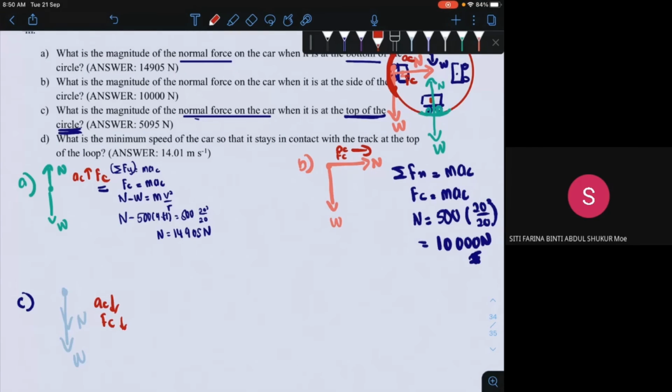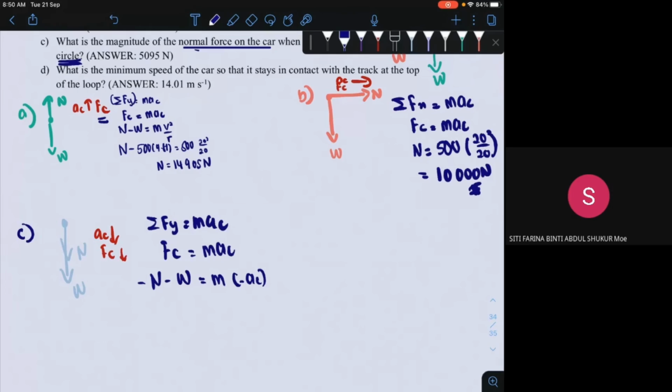At this particular point, kamu mempunyai acceleration along Y component. So summation Fy sebab kita berada dekat top, MAC. Fy kamu adalah FC, MAC. So as you can see, semua force kamu menuju ke bawah, downwards. So you're going to have negative N minus W sebab semua ke bawah is equals to M, acceleration kamu pun ke bawah. Okay, so you're going to get negative N sama dengan negative M V square over R plus W. Saya bawa W ni ke sini. So negative bawa ke kanan jadi positif.